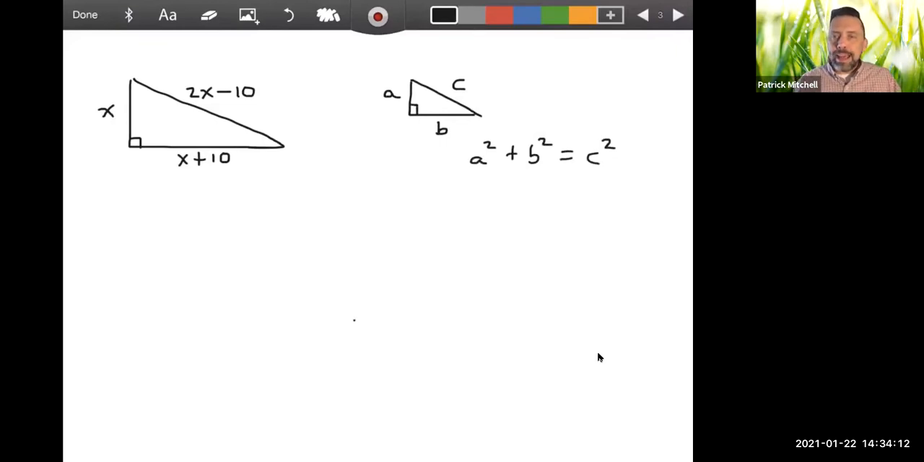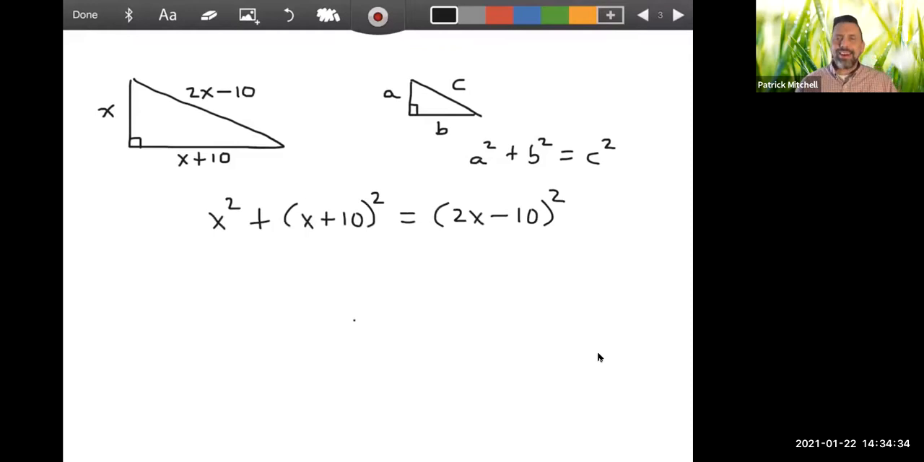So when I replace a, b, and c with x, x plus 10, and 2x minus 10, I get x squared plus the square of x plus 10 equals the square of 2x minus 10. All right, so that's the equation we have to solve, and it is a quadratic equation. I see an x squared there. All right, so we have to start working on putting this thing in standard form.